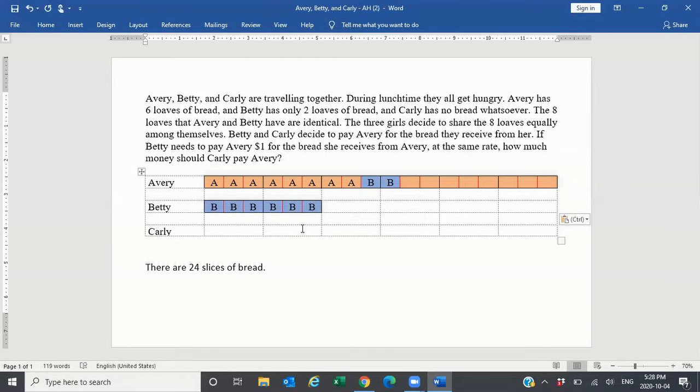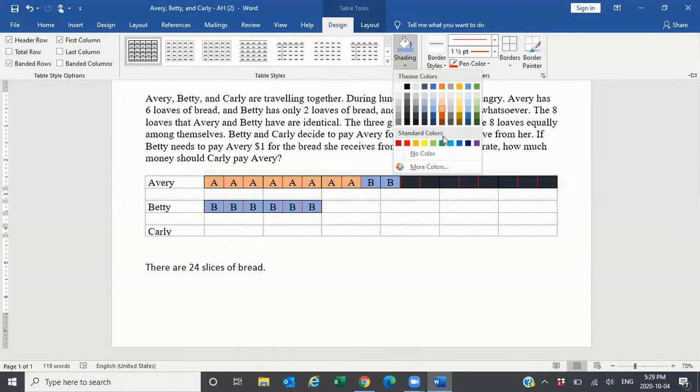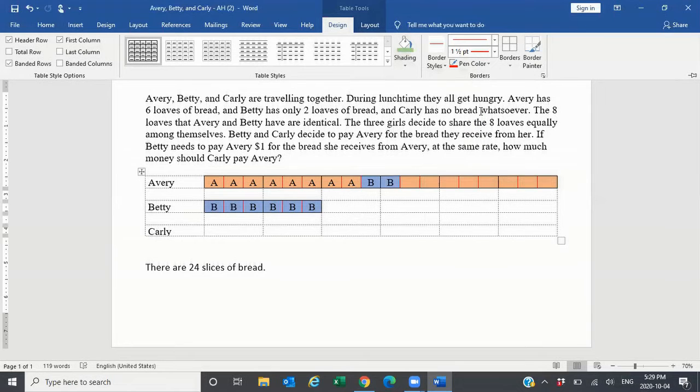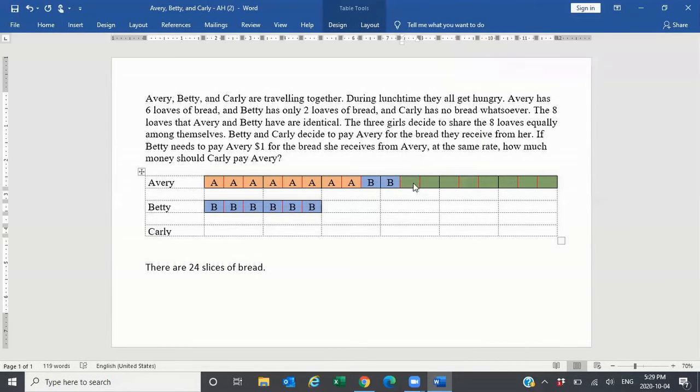There we go. Now the rest, that is 8 slices, we did divide it properly. Those go to Carly because she has no bread. All of this is Carly's. Because we have to give everyone an equal amount. Okay? I'll write a C for Carly.